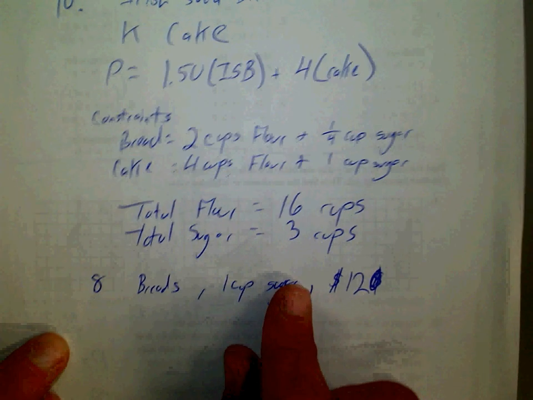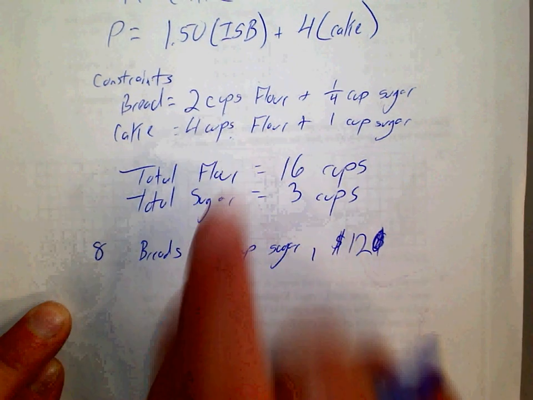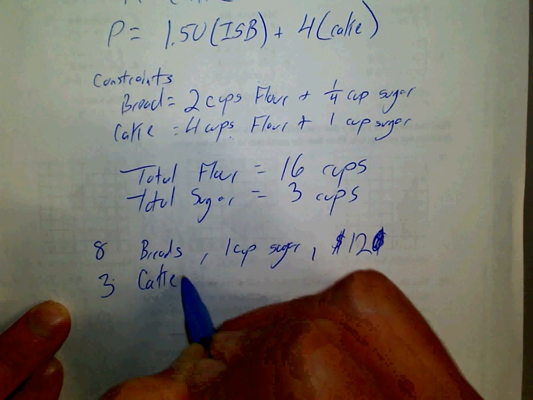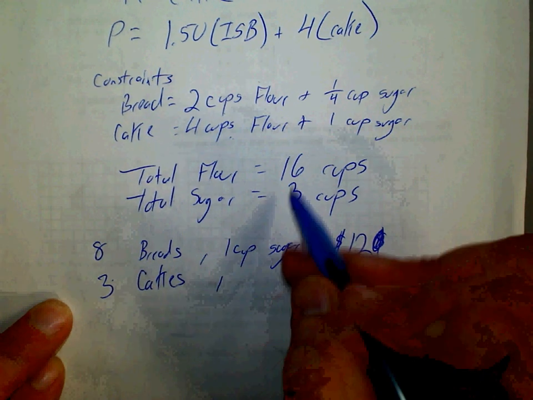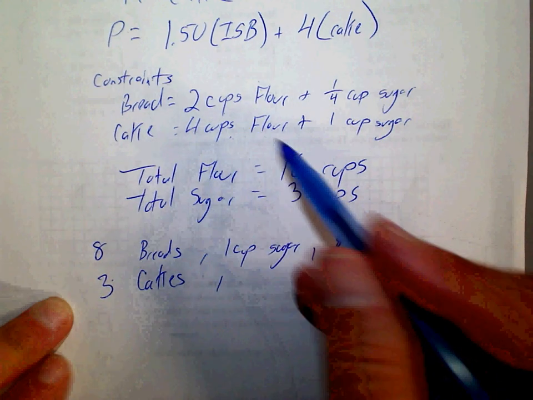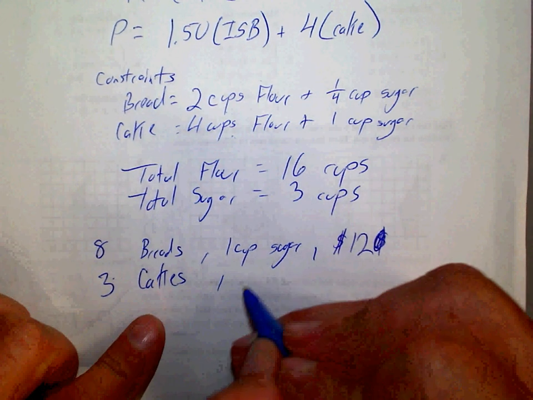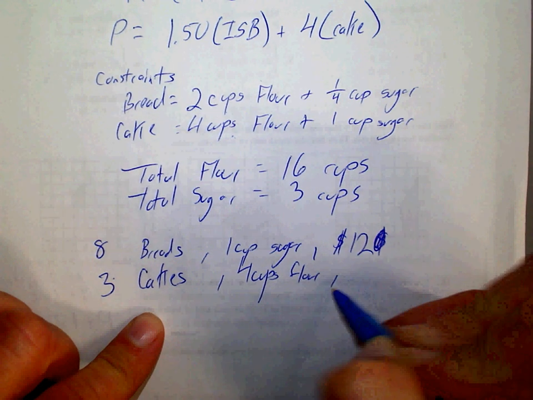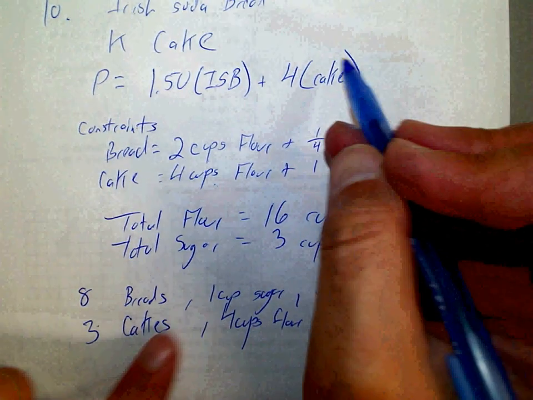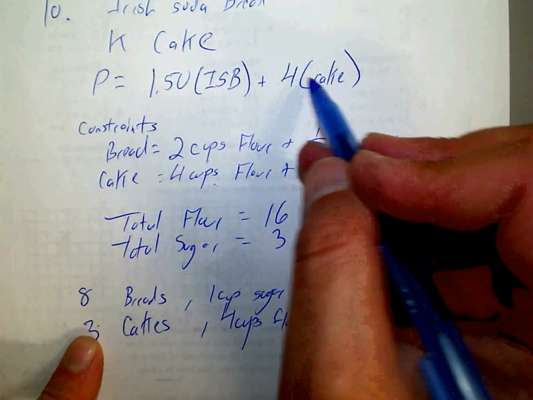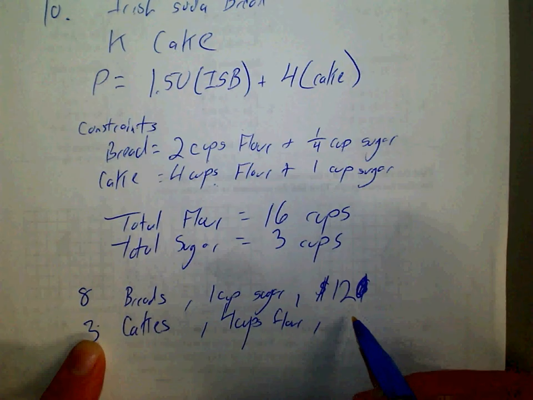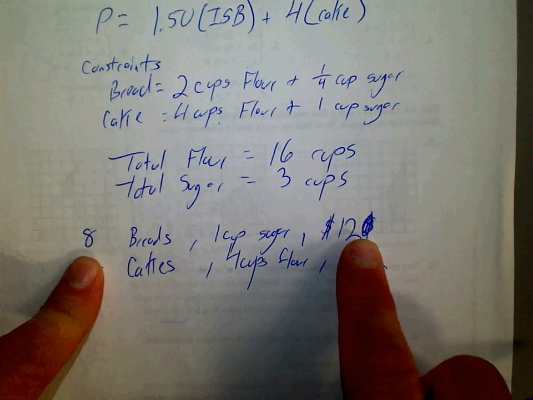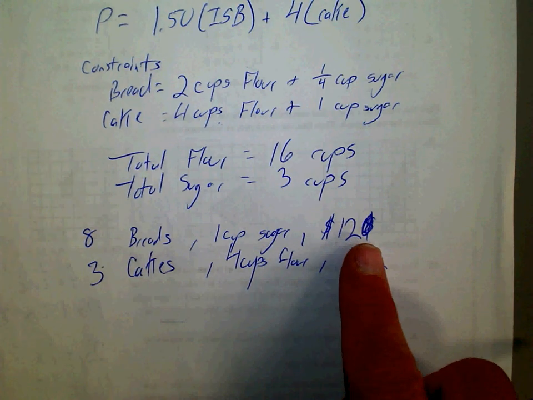If we said we could make 3 cakes before we'd run out of material, and if we did 3 cakes, that'd be all of our sugar, and we would still have 4 cups of flour left over. How much money would we make? 12 bucks still, right? So if you go all of one or all of the other, we don't find ourselves making more money one way or the other.